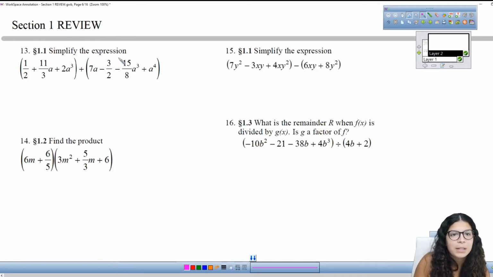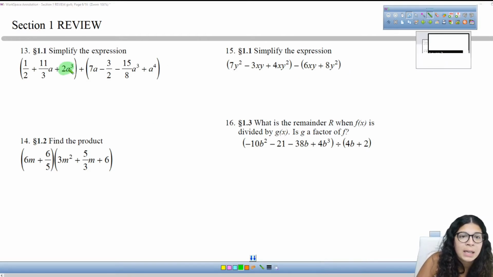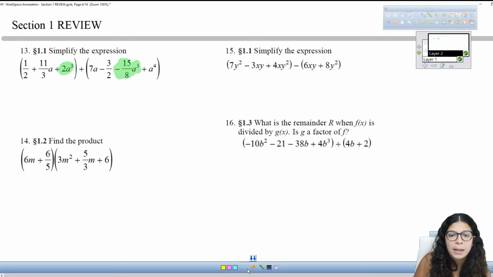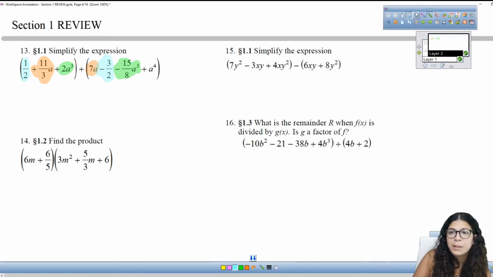All right, let's move on to number 13. So we're adding here, and we do have some fractions, okay? So what can we combine? We can combine a cubed with a cubed, we can combine a with a, and we can combine constant with constant, okay? Number without variable, number without variable.